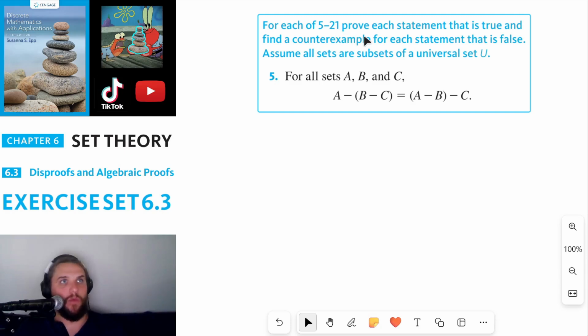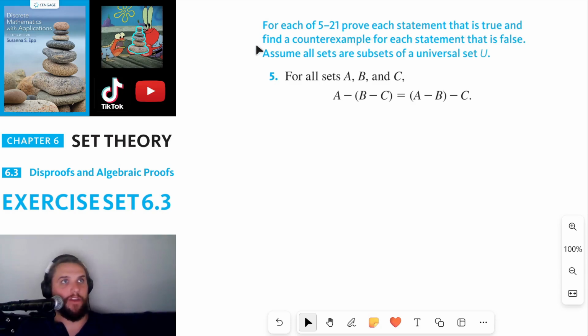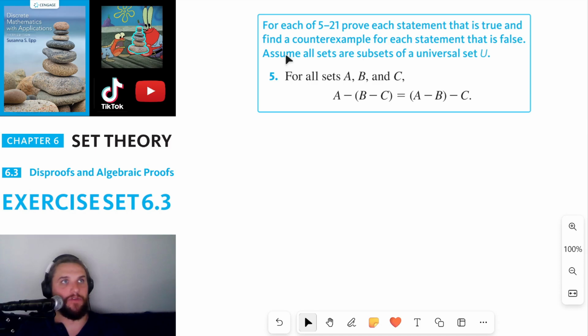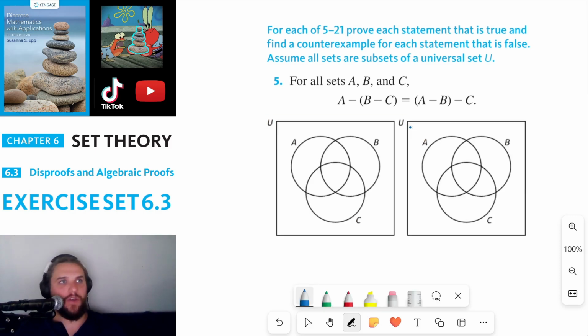For each of 5 through 21, prove each statement that is true and find a counterexample for each statement that is false. Assume all sets are subsets of a universal set U. For all sets A, B, and C, A minus (B minus C) equals (A minus B) minus C. And we can do the same thing that we did in the last video, where we drew both of these with a Venn diagram separately and compared the results.